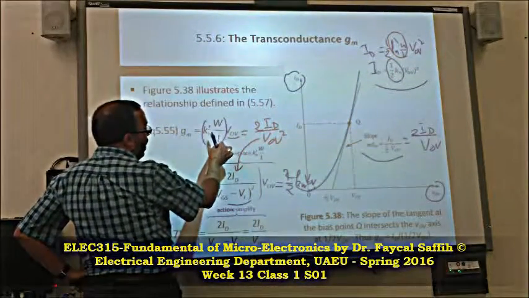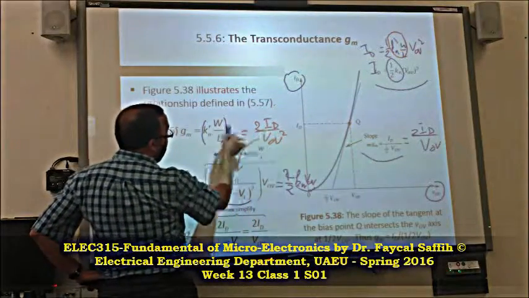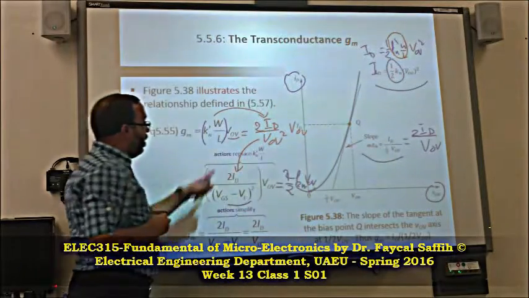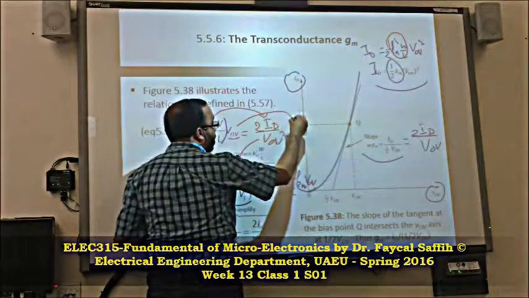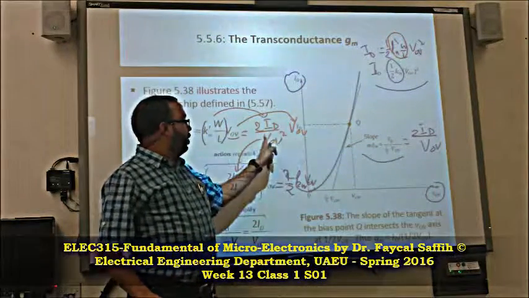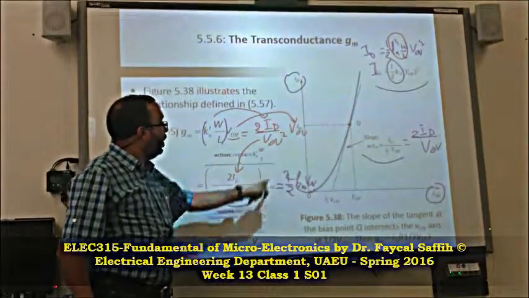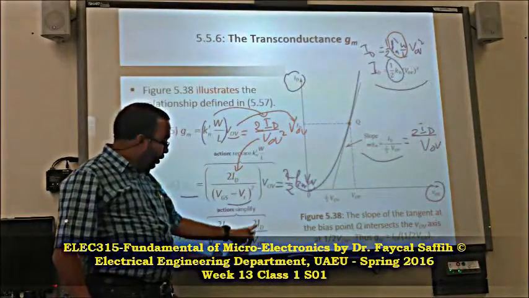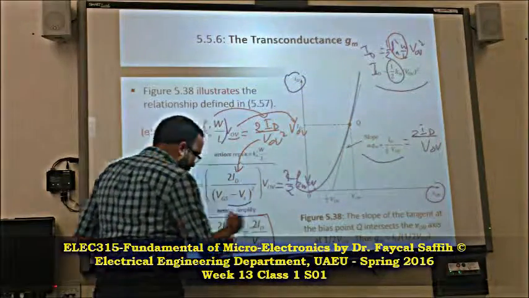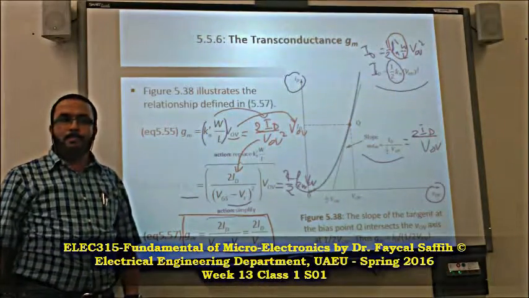So we come back to this equation, which is equal to this. This is this term, but we have the overdrive, which is this term. Now the overdrive with the overdrive square will cancel out, and we have only the overdrive there, and 2ID on top. So this is another equation for gm, a very simple one: 2ID divided by V overdrive.